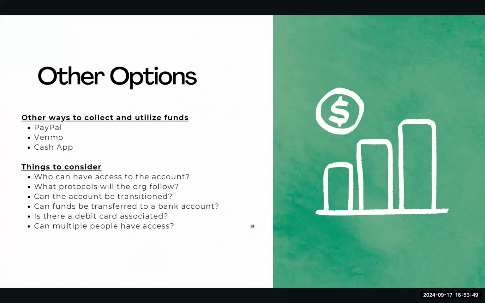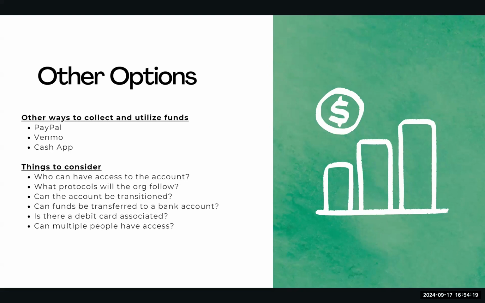So some other options, if you're not using a bank account, some orgs have chosen to use PayPal, Venmo, even Cash App. And just some things to consider when you are going down that route is who can access the account. Will it only be one person with access, or will we have more than the treasurer with access? Will the president have access? Will the entire exec board, will the advisor have access? What protocols will the org follow?